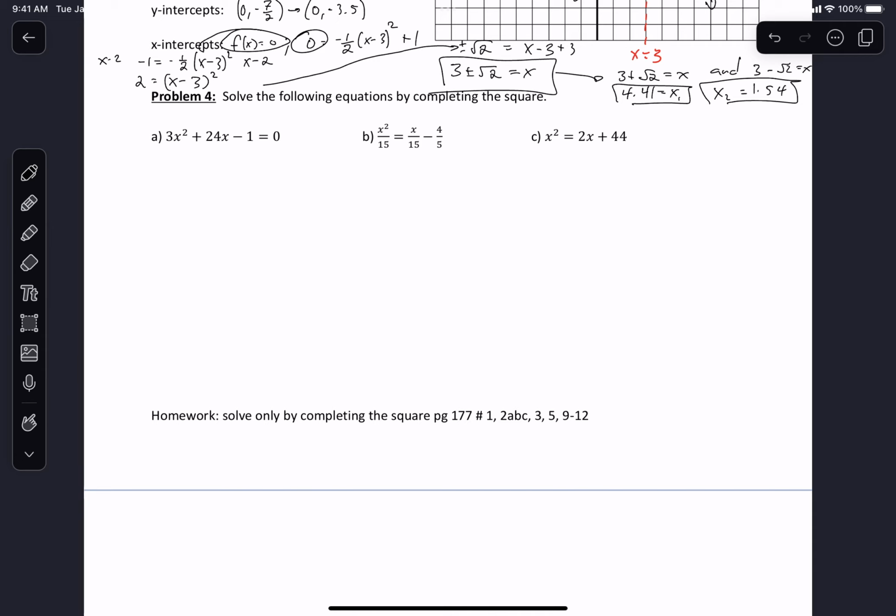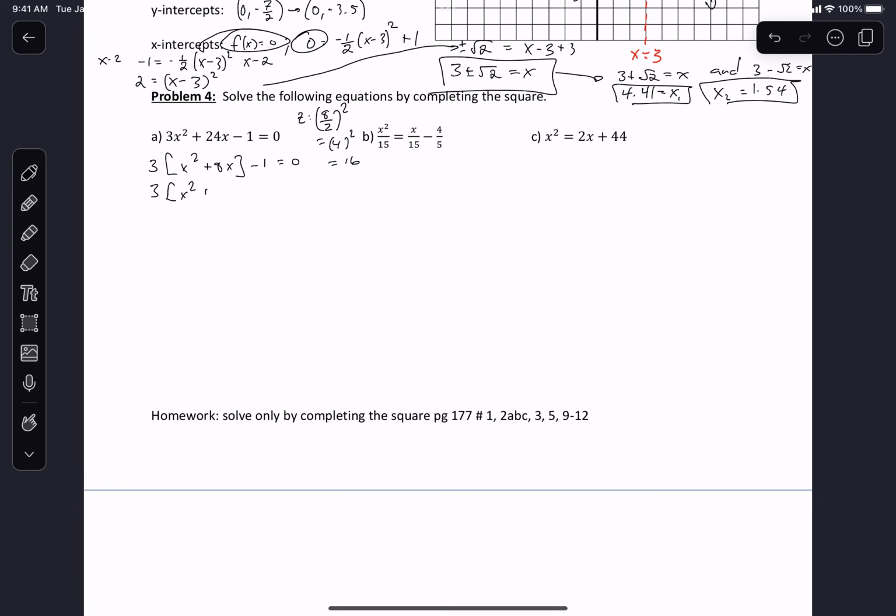First things first, we're going to factor out that 3. And so we're going to get x squared plus 8x, and then minus 1 is equal to 0. Remember, this whole equation is going to be equal to 0. We don't need 2 equal signs per line either. Don't do that. 3 times, the value is going to be 8 divided by 2 squared, which is 4 squared, which is 16. So I'm going to add and subtract 16 here.